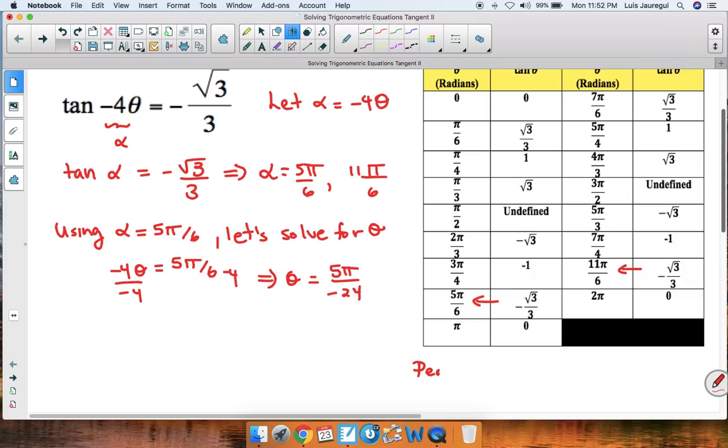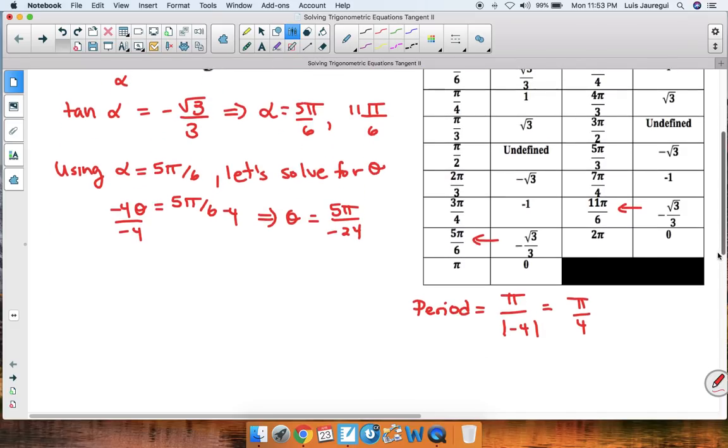Now, the period of tangent is equal to pi. However, here we don't have tangent. What we have is tangent of negative 4 theta. So what we're going to do is take the original period of tangent of theta, and we're going to divide that by the absolute value of the coefficient of theta. In this case, let's divide that by the absolute value of negative 4. So that turns out to be pi over 4. That's your period for this function.